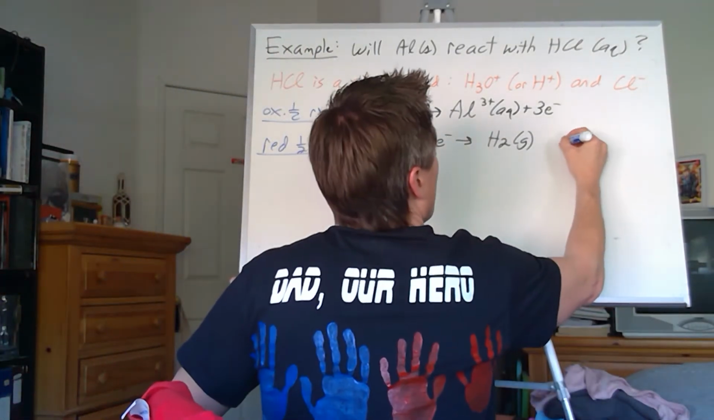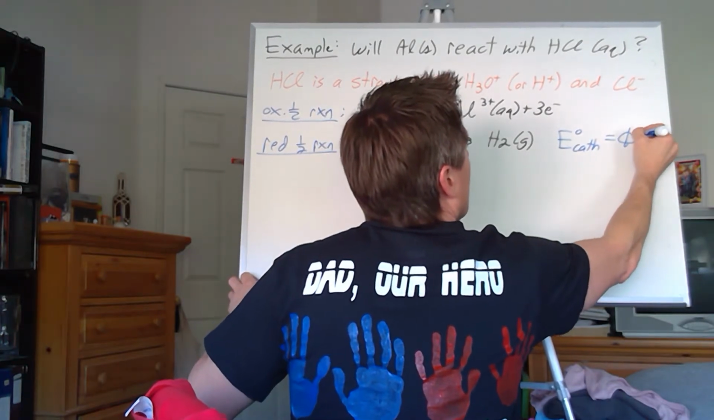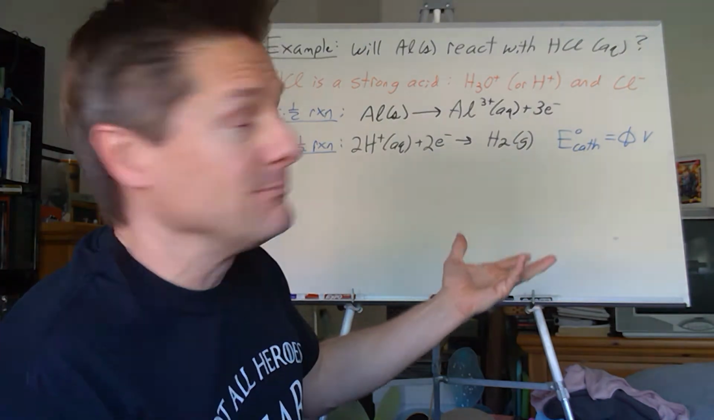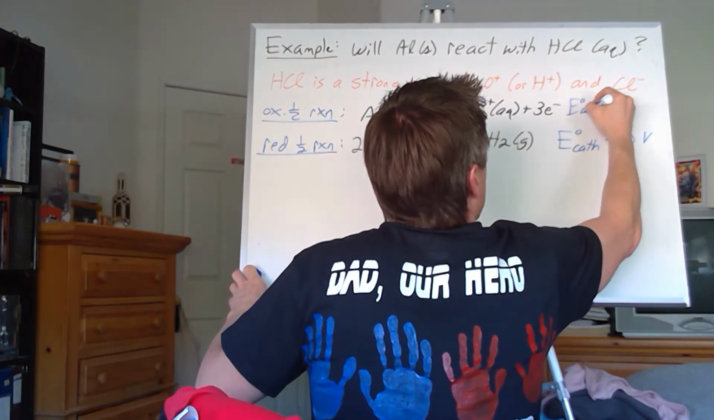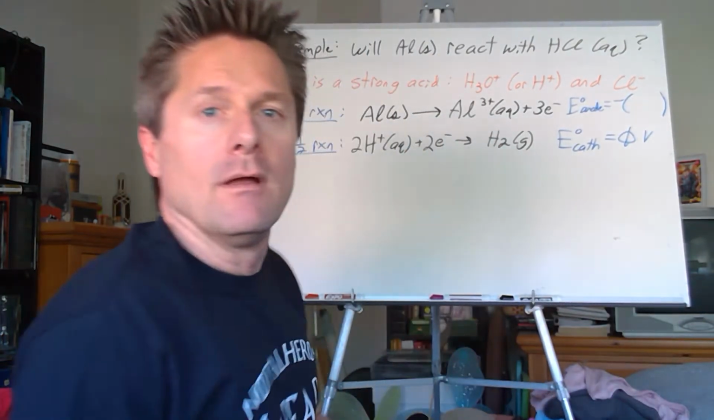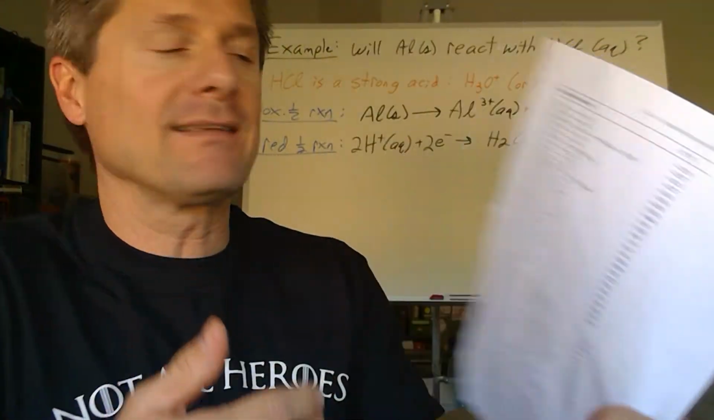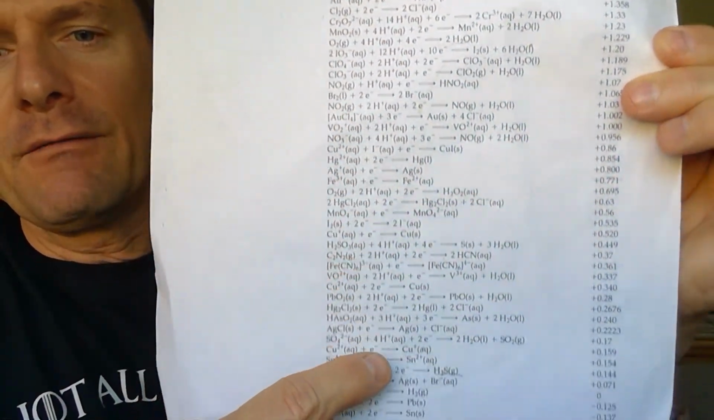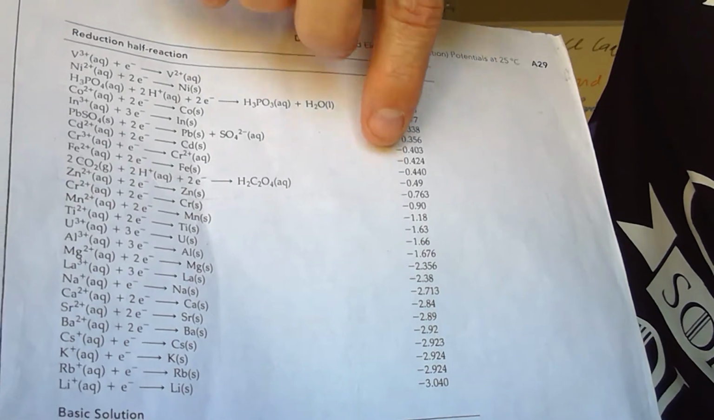Let's do our E naught cell. Now, we know that E naught for the cathode will be 0, right? The hydrogen is, by definition, 0. So E naught anode will be the negative of the value here, because these are all reduction potentials, so we want the oxidation. So we got to find aluminum. So if you look through here, look for the aluminum one. This is the hardest part, is finding the darn thing. Let's see, where is aluminum?